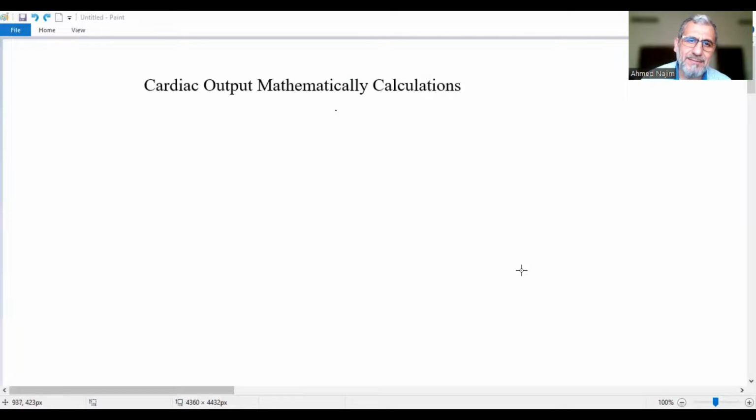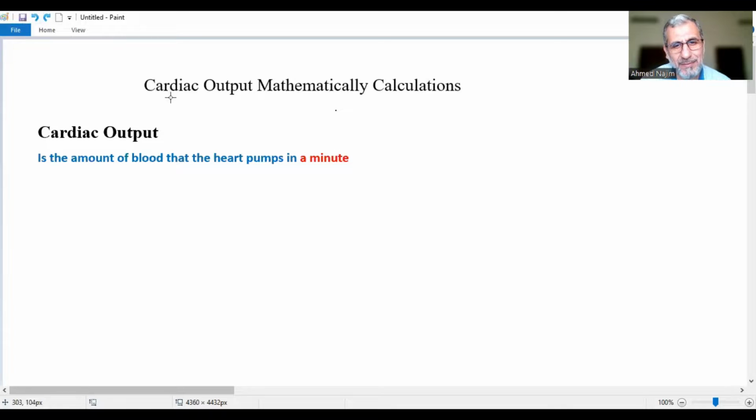Bismillah ar-Rahman ar-Rahim. In this video, I'm going to talk about cardiac output, how to calculate cardiac output, how to evaluate it mathematically. First, cardiac output is the amount of blood that the heart pumps to our body within 1 minute. The normal range of cardiac output is 4 to 8 liters per minute. And maybe the body needs more, so it can be more than 8 in hard exercise, as compared to rest.